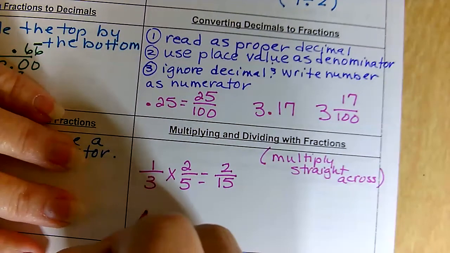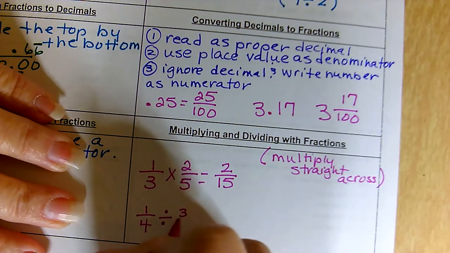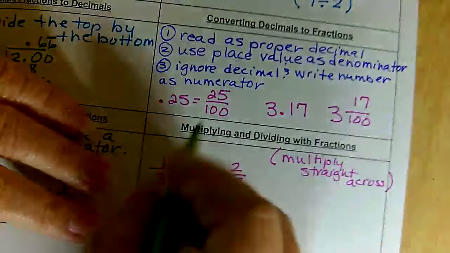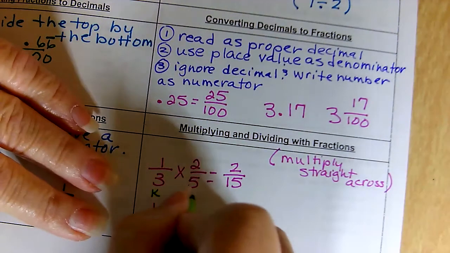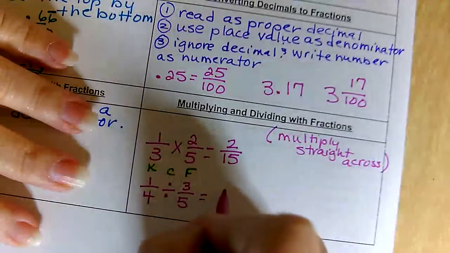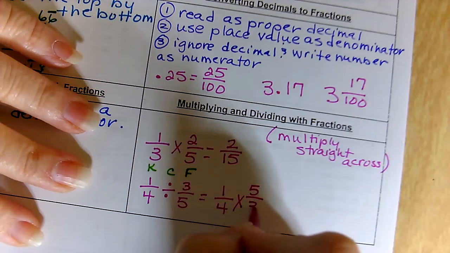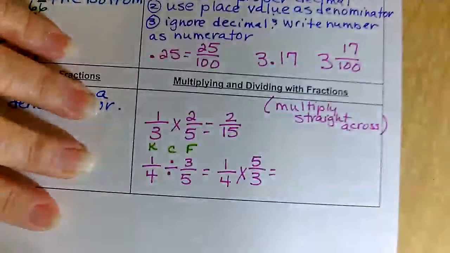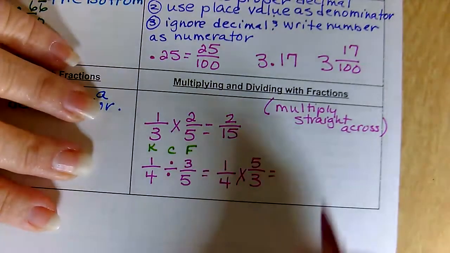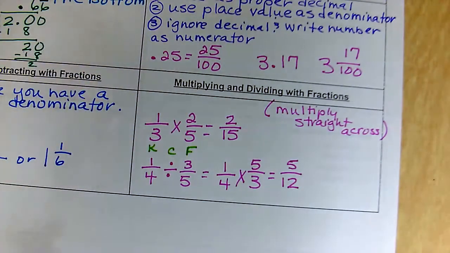When you divide, let's change color. Keep, change, and flip, because you multiply by the reciprocal. So it's going to be 1/4 times 5/3. And then that's just like the multiplication up above it. And then you get 5/12.